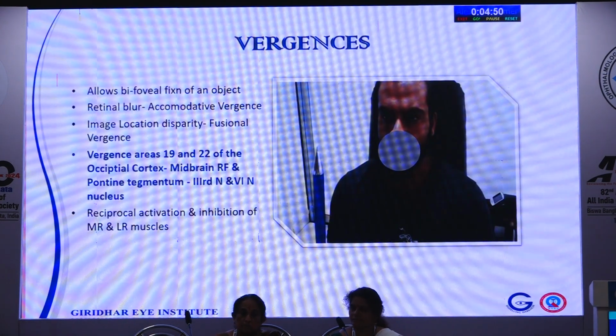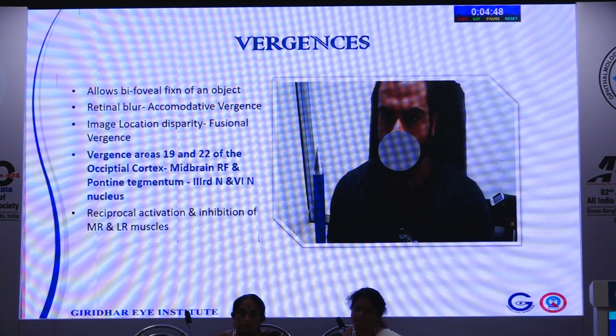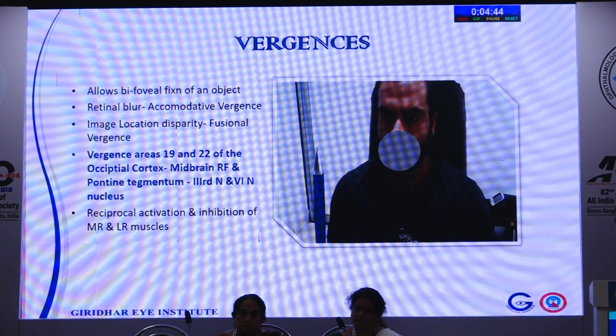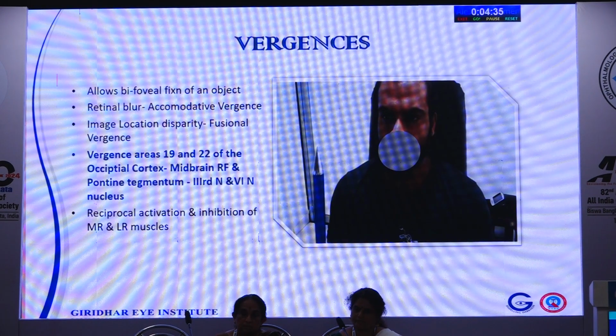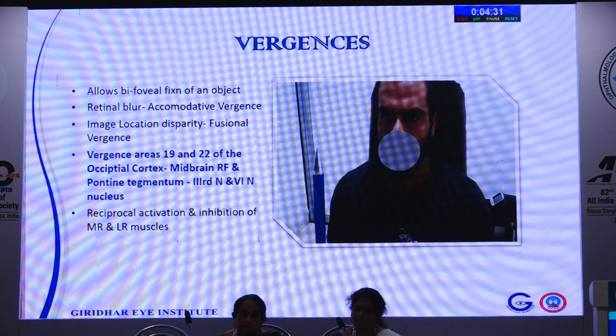Let's look at vergences. We always forget vergences when we examine patients. Please remember, it's very important. They are disconjugate movements in opposite directions. What does it do? It allows bifoveal fixation of an object. So accommodative vergence happens when you have a retinal blur, whereas the location disparity of an image gives you the stimulus for a fusional vergence.